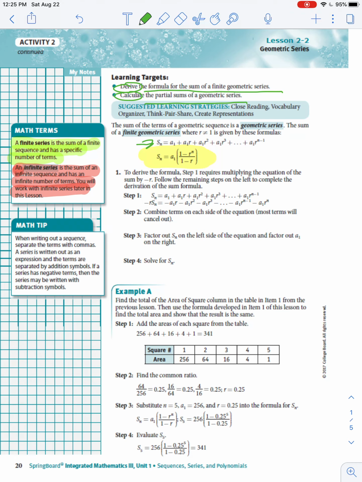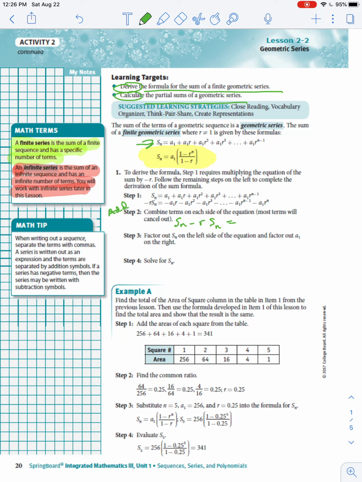So what they have us do next is combine terms on each side of the equation. When you start combining terms, basically what you're doing is adding the two expressions together. And when you do that, you get the S sub n plus negative r S sub n, or in other words, it's really S sub n minus r S sub n. So that's what you get on the left side.